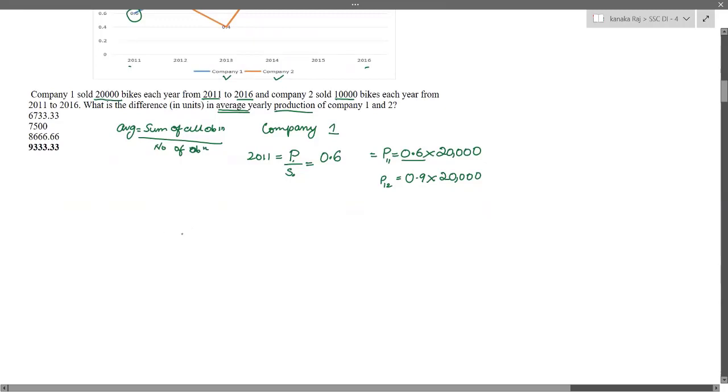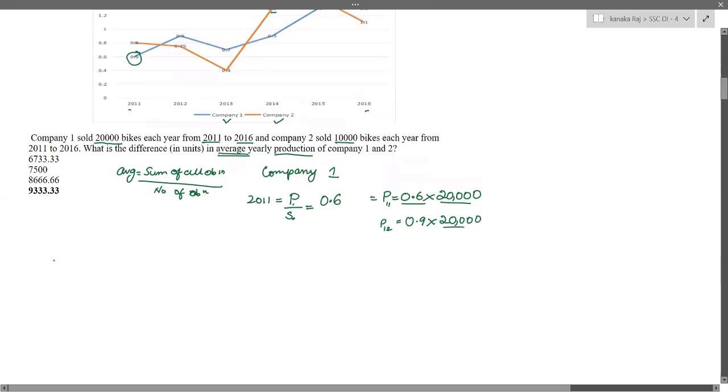That is P1 plus P2 plus P3, and we can observe that 20,000 is common throughout. So I'll directly take the sum of the ratios here. What is the sum of the ratios? For company 1, total production will be equal to the sum of all productions, that is the ratios 0.6 plus 0.9 plus 0.7 plus 0.9 plus 1.3 plus 1.3. This is for 6 different years.